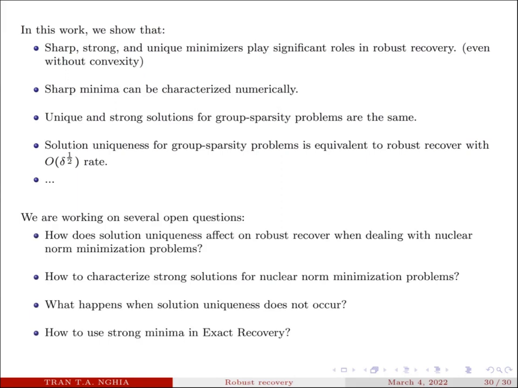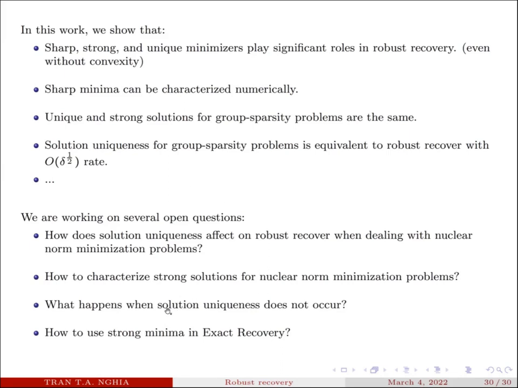We are also working on some open questions. The first thing is we try to deal with the nuclear norm. We recognize that the nuclear norm is much more complicated, especially the strong minima. The first order is very simple. Everybody knows how to find the subdifferential of the nuclear norm. But for the second order, it's very hard to understand. So we are working on this one.